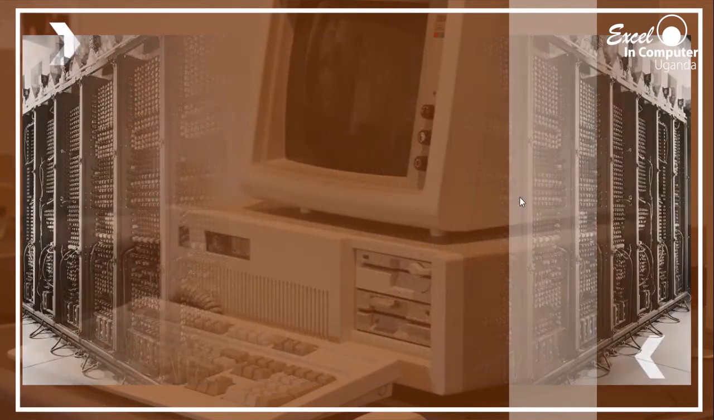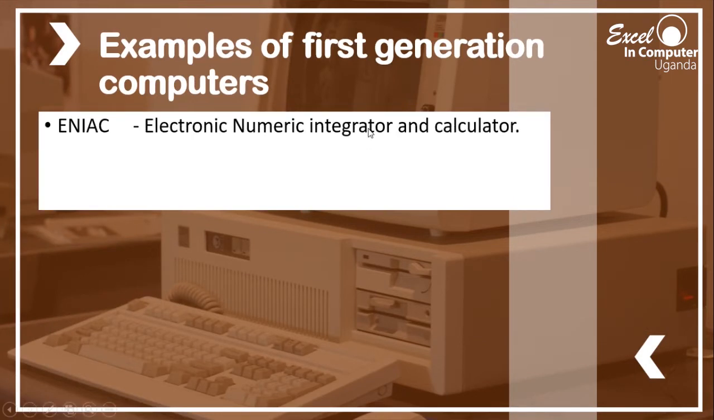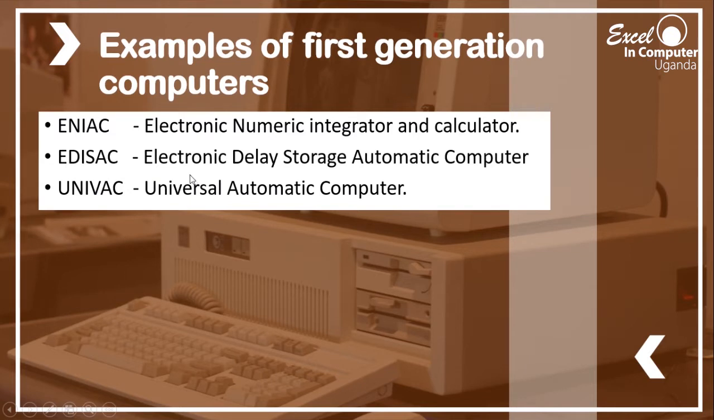So after we looked at that, we are going to look at the examples of the computers in the first generation. We had the Electronic Numeric Integrator and Computer. This is its short form. We had the Electronic Delayed Storage Automatic Computer. This was its short form. And we had the Universal Automatic Computer, and this is its short form. So take note of the short forms because they are normally asked.